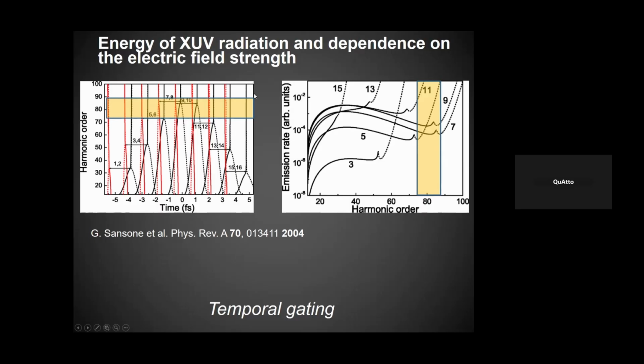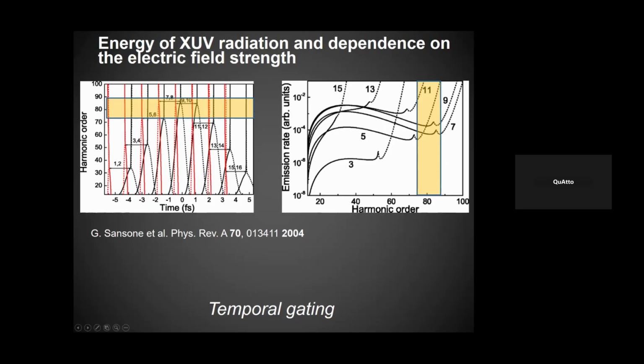Now, if you look in particular at the highest harmonic orders, let's say around 75 to 90 in this region, you see that we have just two paths contributing here. You can also see this in this part, where you have the harmonic order and the emission rate associated with the different curves. You see, in this region between 75 and 90, you will have only this one and this other one.